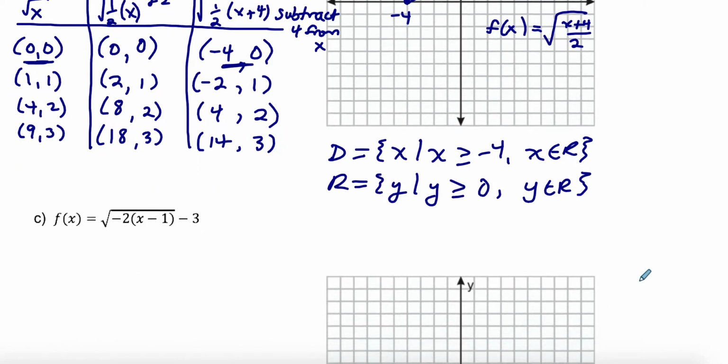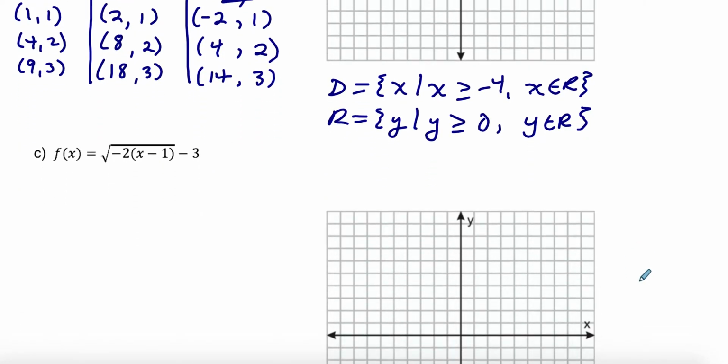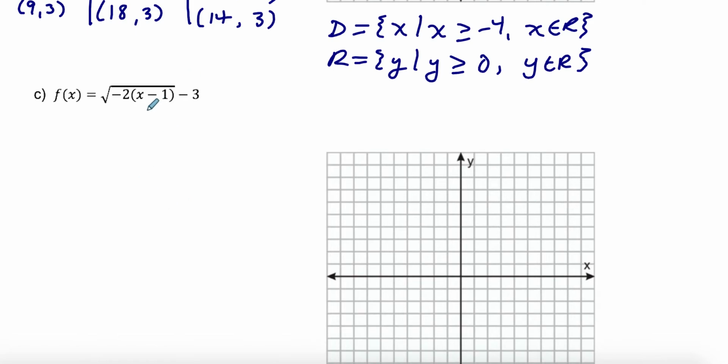So let's try another one, and we'll see how you feel about this. I know that I'm going to go right 1 and down 3. This is also a reflection in the y-axis, and the 2 means we have a horizontal compression by a factor of 1/2. If it was a vertical stretch of 2, it would be out front. Inside, that's a horizontal compression.